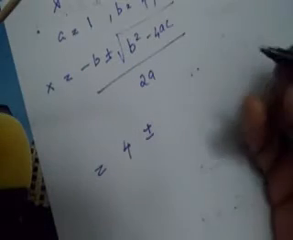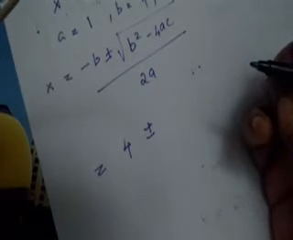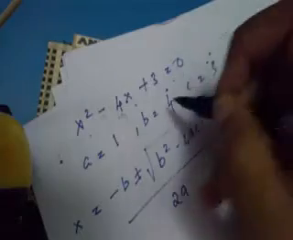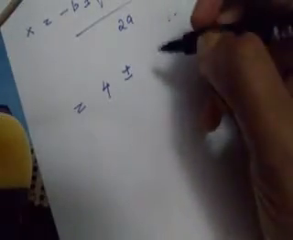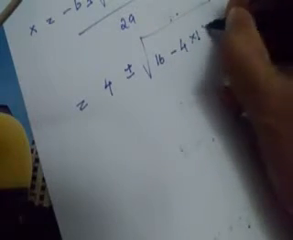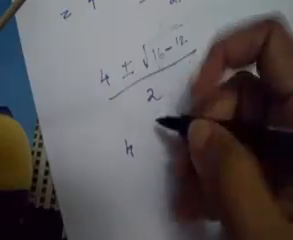Here b is minus 4, so minus and minus will become plus 4. You'll be getting 4 plus or minus root of b square, that is 16, minus 4 into 1 into 3, divided by 2 into 1. You'll be getting 4 plus or minus root of 16 minus 12, divided by 2. That is 4 plus or minus root of 4 divided by 2, which is equal to 4 plus or minus 2 by 2.